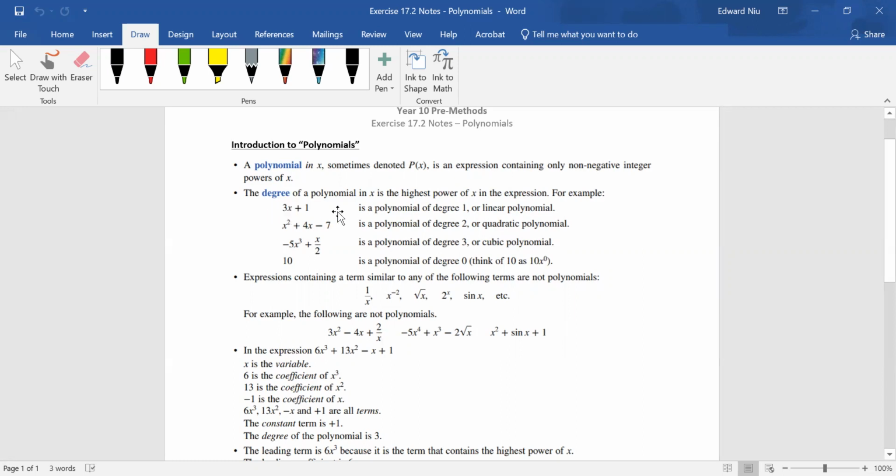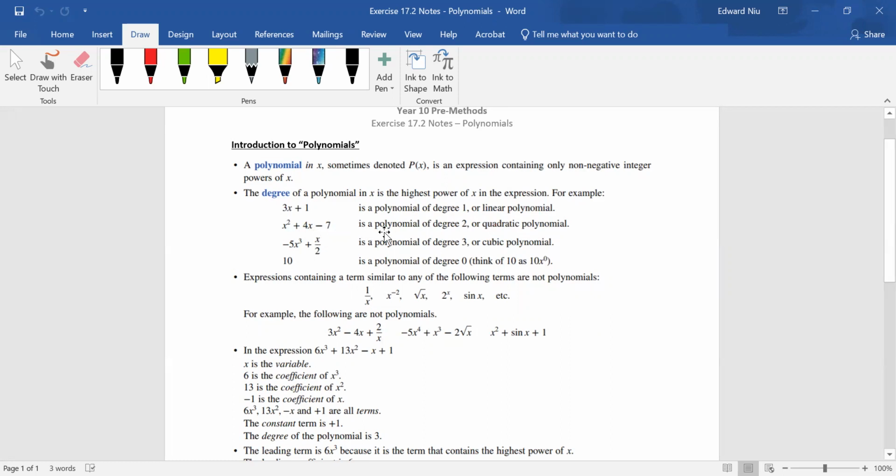So the degree of a polynomial in x is the highest power of x in the expression. For example, if we have 3x plus 1, this polynomial has a degree of 1, okay, because x here is to the power of 1. In other words, we can call this a linear polynomial, or a linear relation. Notice how we've been doing this basically since the start of the year. If we have x squared plus 4x take away 7, this is a quadratic equation now, or a quadratic expression for that matter, because there's no equal sign.